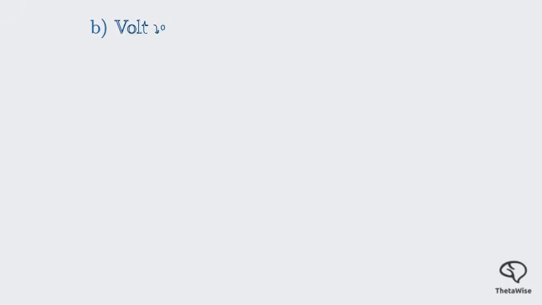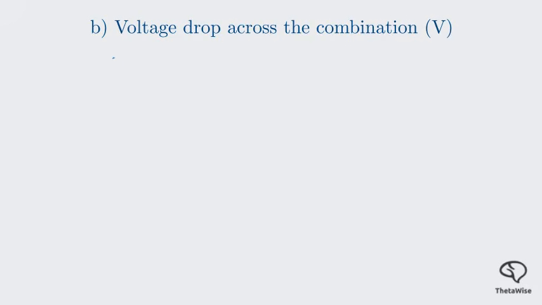Part B requires the voltage drop across the combination. In a parallel circuit, the voltage across each branch is the same. So, the voltage across the copper conductor, VCu, will be the same as the voltage across the aluminum conductor, VAl, and this is our required voltage drop.